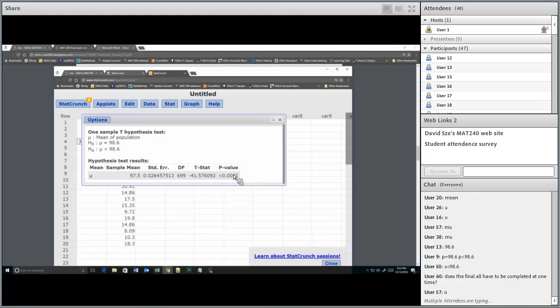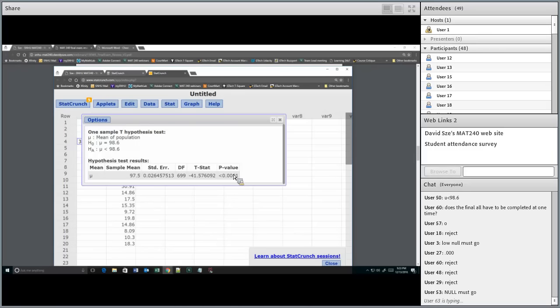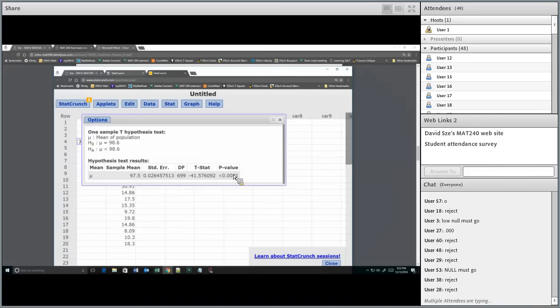So what do you think is the answer or the conclusion for this test? Should we reject or not reject the null hypothesis? Reject the null hypothesis. P-value is low, so the null must go. Okay, very good.